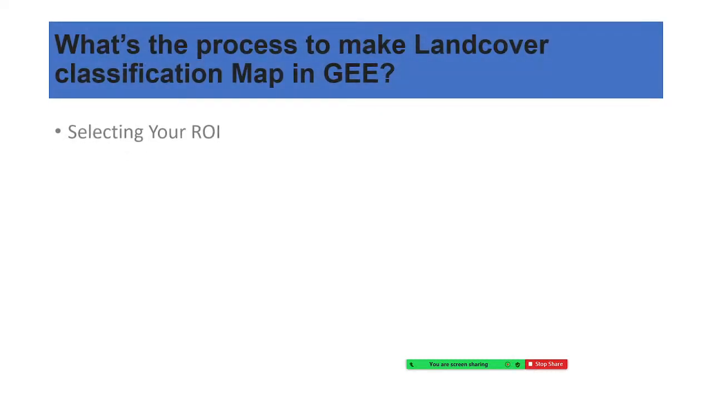Step by step, first of all you need to select your ROI. Your ROI, or region of interest: we already showed how you can easily import your own shapefile, or if you want, you can also use the Earth Engine USDOS dataset to get your country boundary shapefile. So the first step is selecting your ROI. Whether your ROI is big or small doesn't matter. Then you need to import your ROI into your Google Earth Engine code editor. So this is our first step.